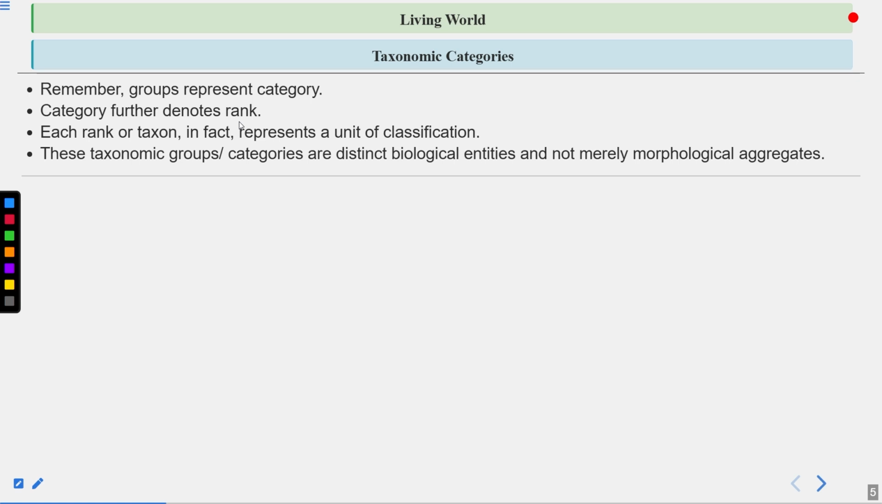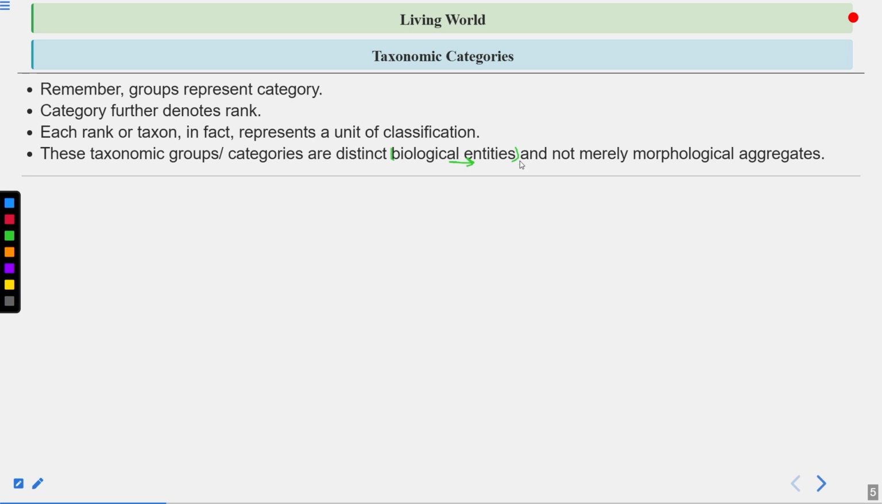These taxonomic groups or categories are distinct biological entities and not merely morphological aggregates. So this is a very important line. What does this mean? The taxonomic categories or the groups are distinct biological entities, meaning they are real natural groups that share common characteristics.